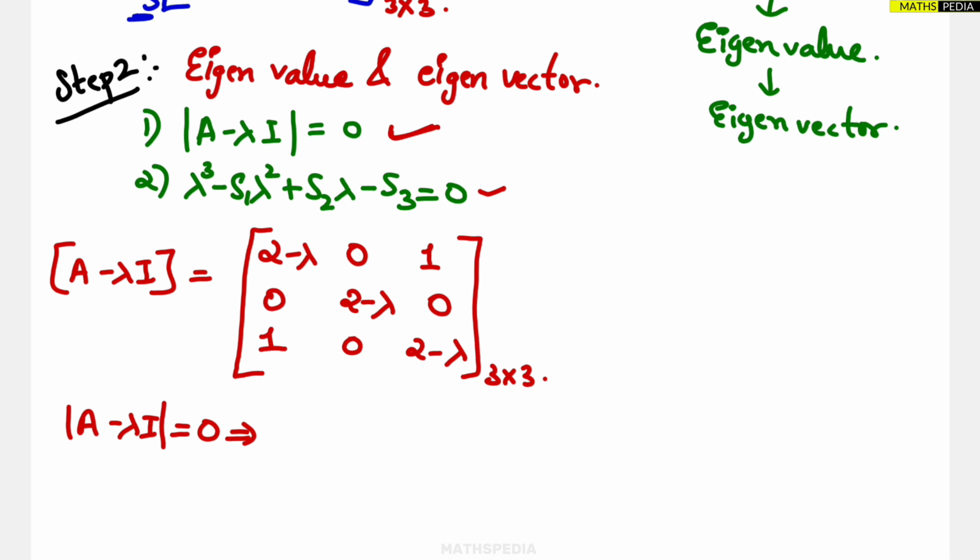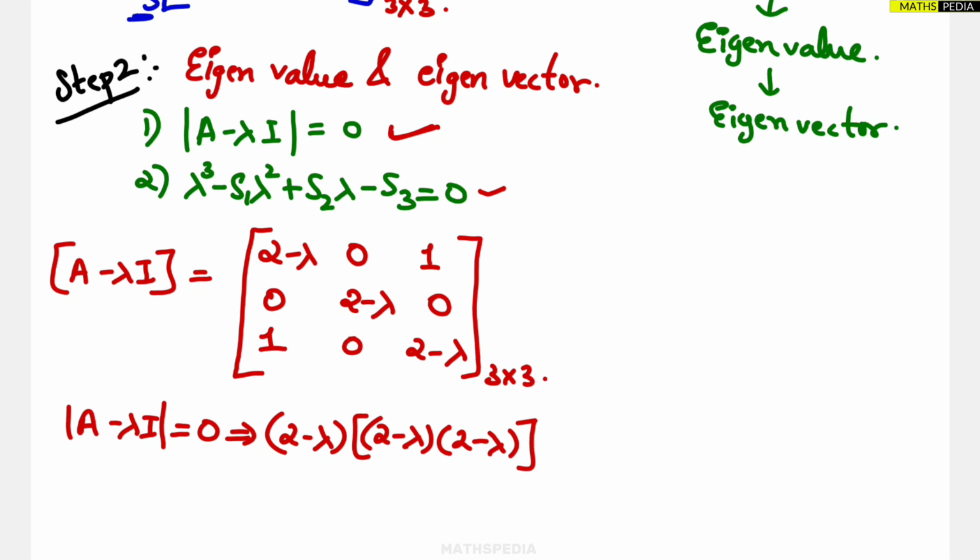So how to take this matrix determinant, I hope you have studied. First I am going to expand the first row. The first element is 2 minus lambda. So I am going to write 2 minus lambda into, leaving this row and column, what is left out? This we have to take the determinant of. So this into this minus this into this, right? So it will be (2 minus lambda) into (2 minus lambda) minus 0 into 0. No need to write that.